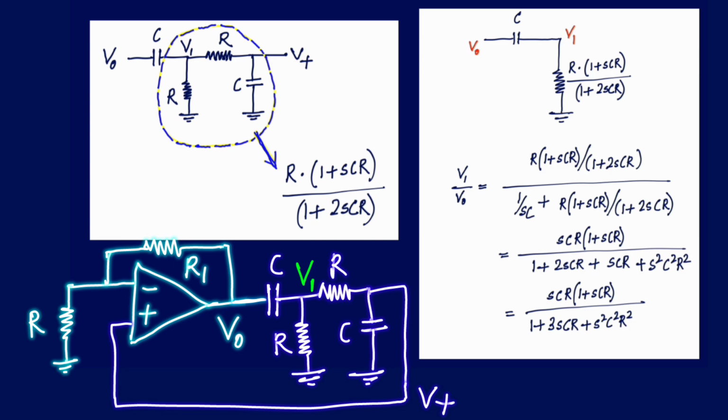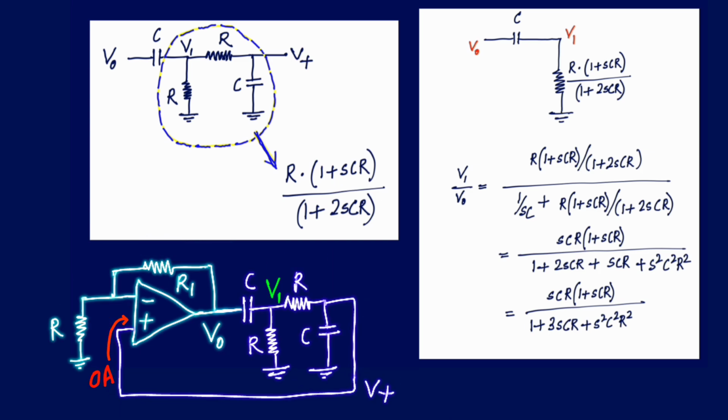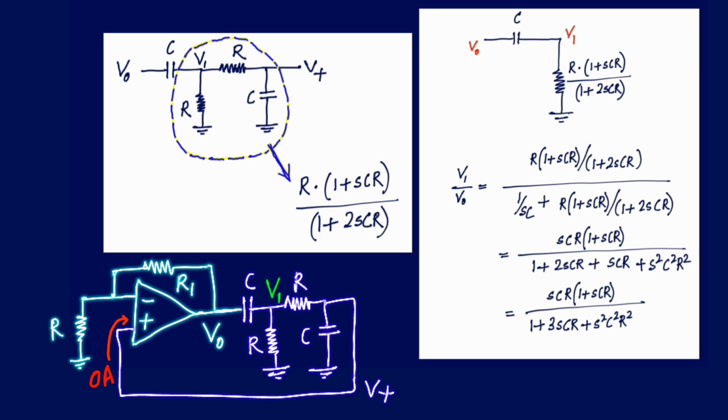Just derive the transfer function for the feedback path. We need to find the ratio between V plus and V0. But before going to that, let's replace this R, which is in parallel with R and C, with this combination: R times (1 plus SCR) divided by (1 plus 2SCR). So from V0 to V1, we are getting a voltage division. At V plus there cannot be any current flowing into the non-inverting terminal of the op amp, so across V1 the combined impedance is directly connected to ground.